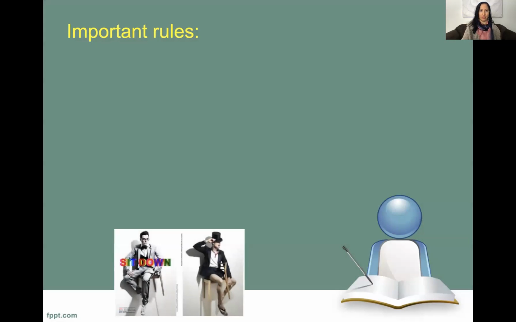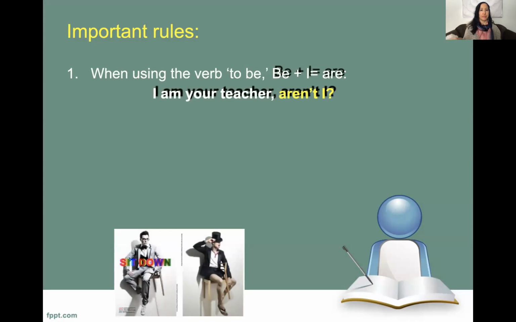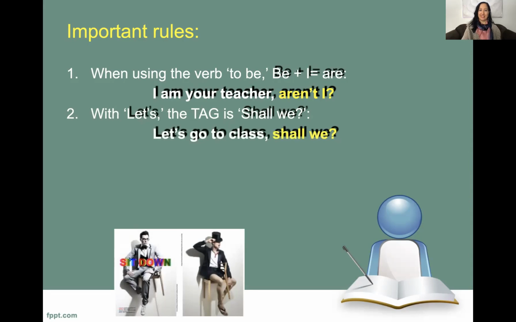Some more important rules. When using the verb to be plus I, it equals are. For example, I am your teacher, aren't I? With let's, the tag is shall we. Everyone uses let's these days. Just like I said, let's start this class, shall we? Do you remember what the contraction let's means? Let us. Let's go to class, shall we?